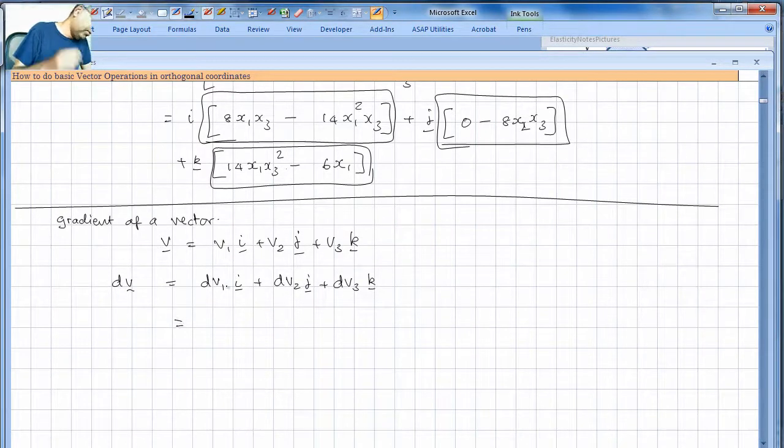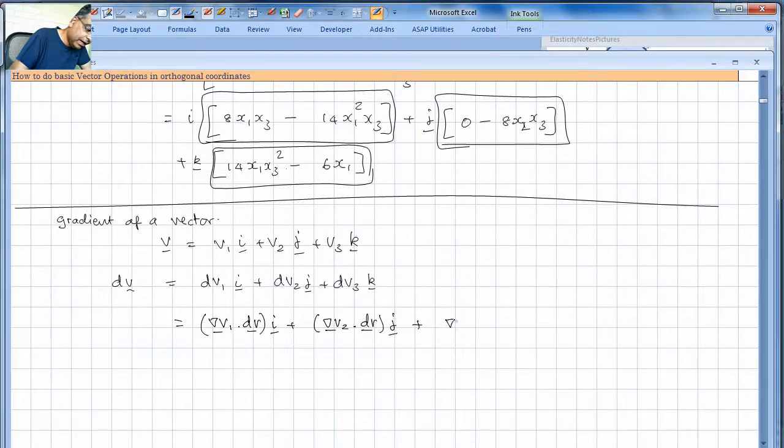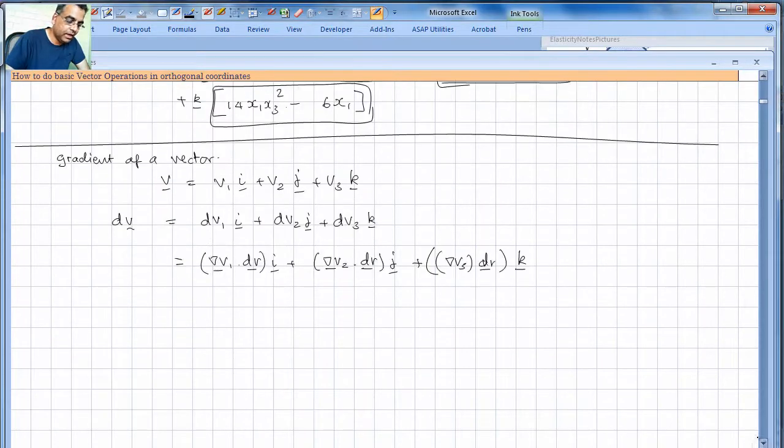We know how to do dv1 because that's just the gradient of a scalar. So we know how to do that. We are going to write this as the gradient of v1 dotted with dr times i, plus the gradient of v2 dotted with dr times j, plus the gradient of v3 dotted with dr times k. That was easy, right? Now we are going to write this in a nice way.